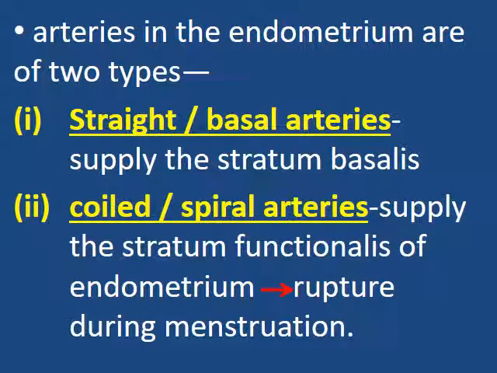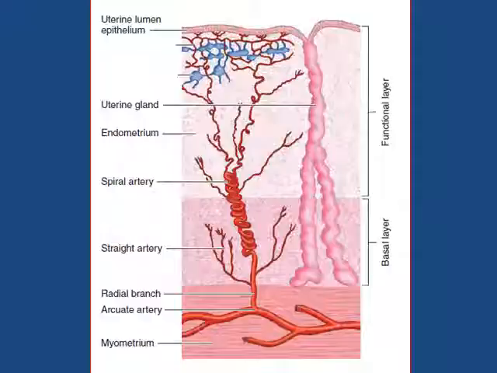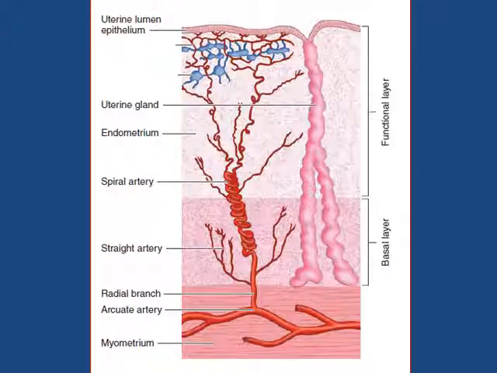Now, arteries in the endometrium are of two types, that is the straight arteries or basal arteries. They supply mainly the stratum basalis, and second type is the coiled or spiral arteries, which supply the stratum functionalis of endometrium. And these spiral arteries rupture during the menstruation phase and the bleeding occurs. In this picture you can see the straight arteries, mainly in the basal layer, and when they pass casually the basal layer, they become the spiral.